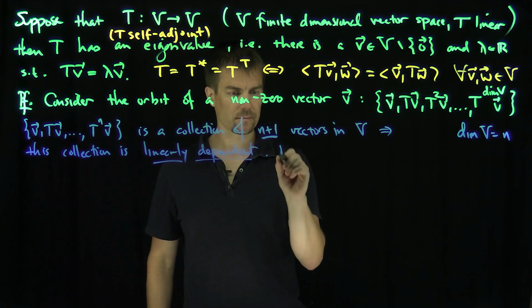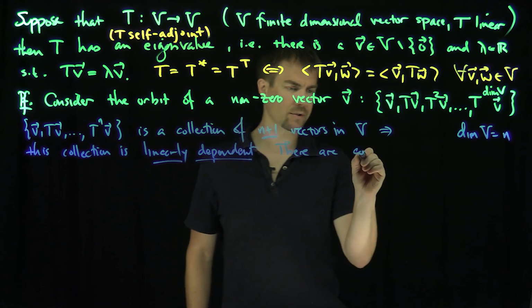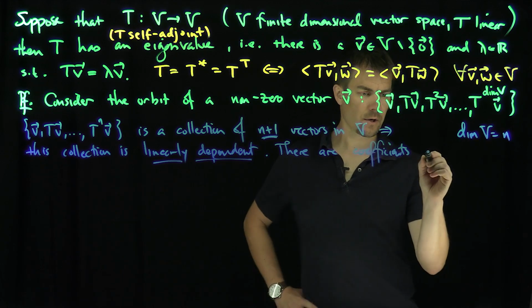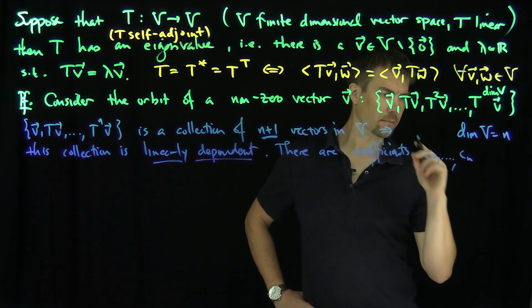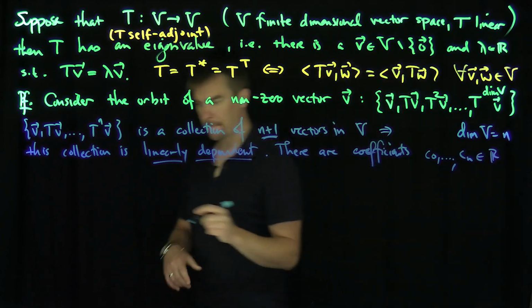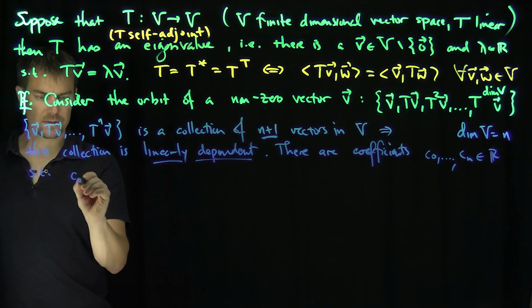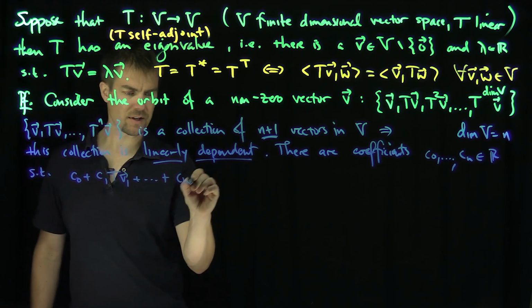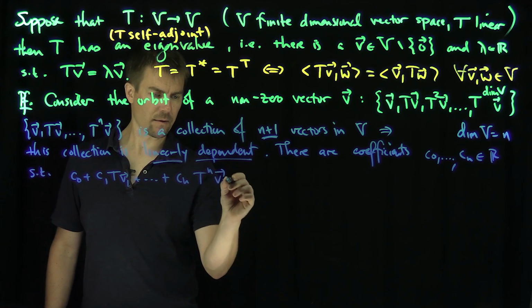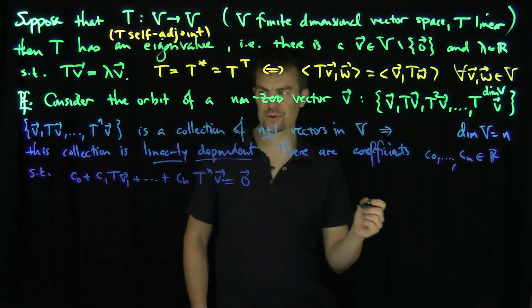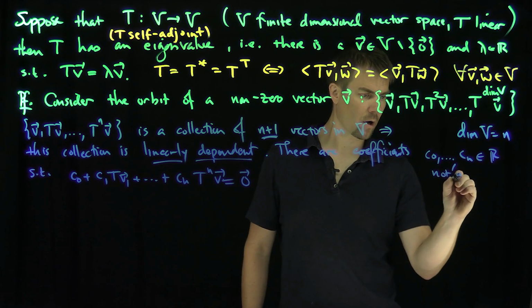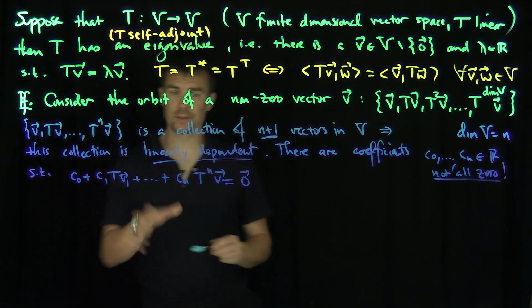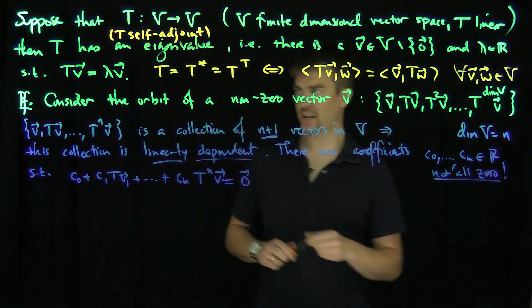In other words, there are coefficients c0 through cn in R such that c0 v plus c1 Tv plus up to cn T^n v is equal to 0, and these coefficients are not all 0, right? And of course, the idea now is to factor this polynomial expression in T, right? So that's a polynomial expression in T, which can be factored.